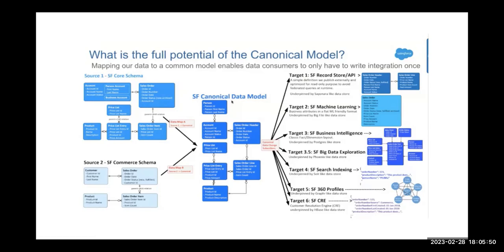And using this canonical data model, which is nothing but your data cloud data model, you could design different kinds of targets. You could target the Salesforce record store. You can target machine learning. You can use it for business intelligence, for big data exploration, search indexing, customer 360 profile, or you can use it for the customer resolution engine as well. So with this canonical data model, you can work with different kinds of systems.